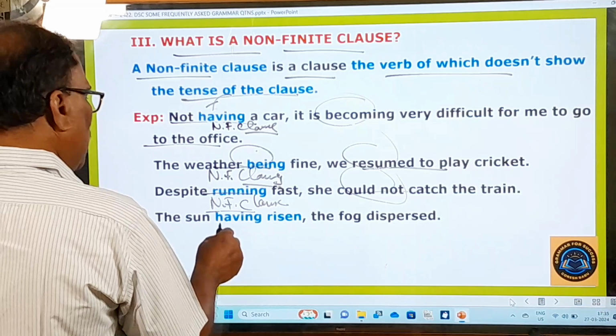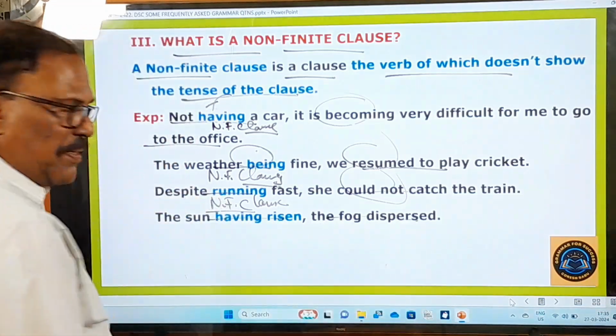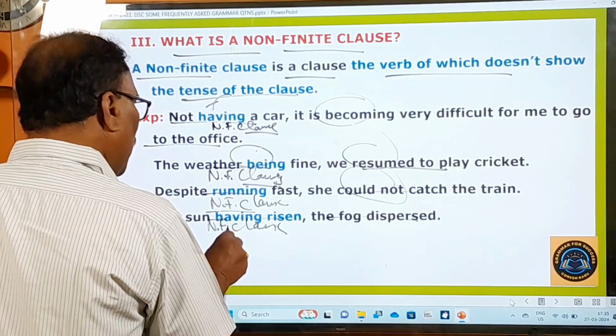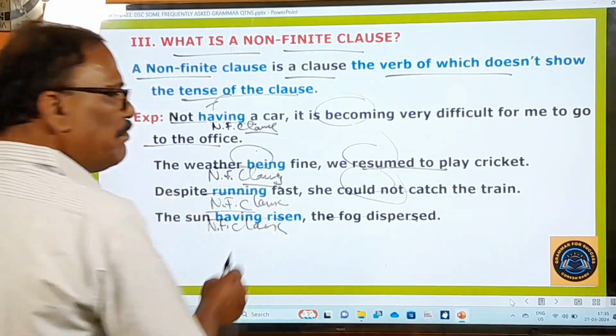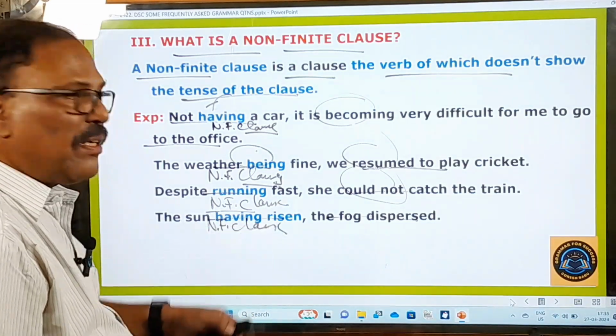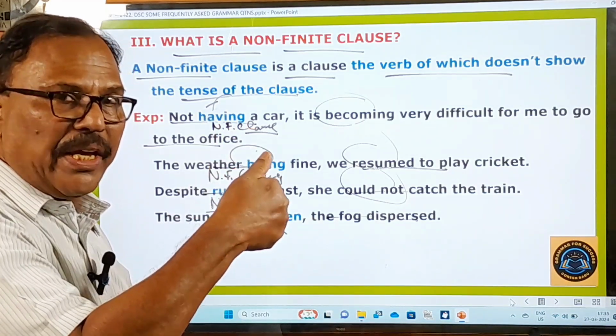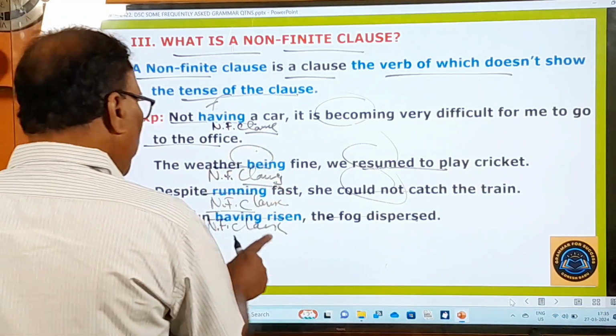And one more example: the sun having risen, the fog dispersed. So here this is a clause. What kind of clause? Non-finite clause, because "having risen" is not showing the tense of that clause. Okay, right? That's why it's a non-finite clause.